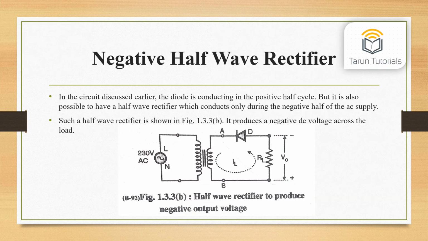Negative half-wave rectifier. In the circuit discussed earlier, the diode is conducting in the positive half cycle, but it is also possible to have a half-wave rectifier which conducts only during the negative half of the AC supply. Such a half-wave rectifier is shown in the figure. It produces a negative DC voltage across the load.